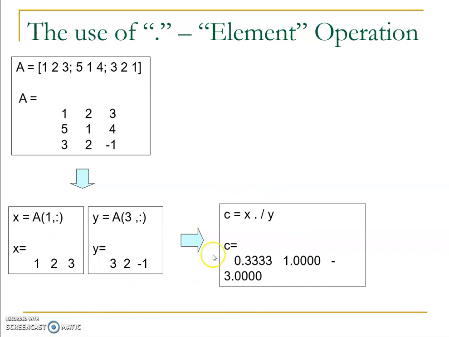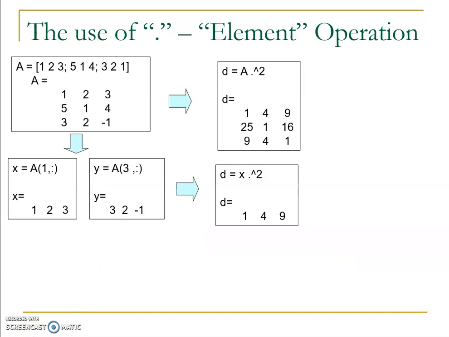Similarly, division element by element with respect to x and y. So with this x and this y we get C as 0.3333, 1.0000 and minus 3.0000. There's a small mistake; you can consider it as written here itself. It won't come on the next line.